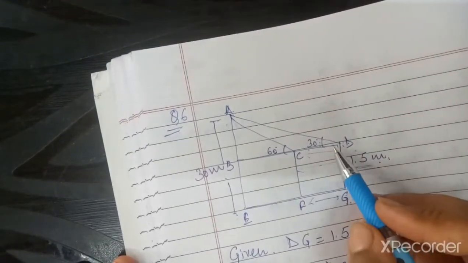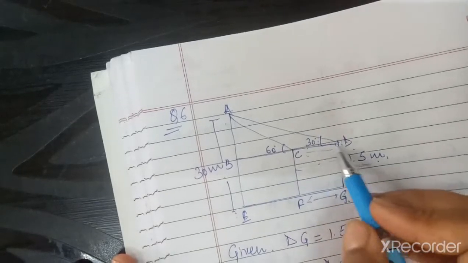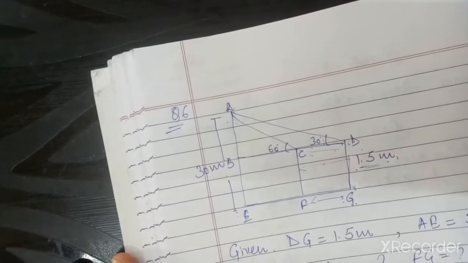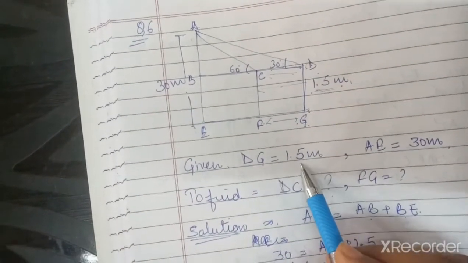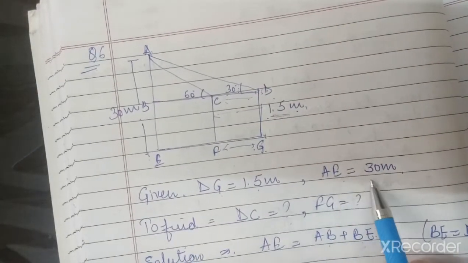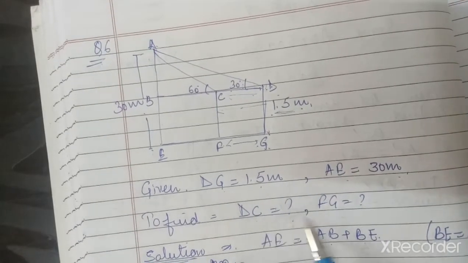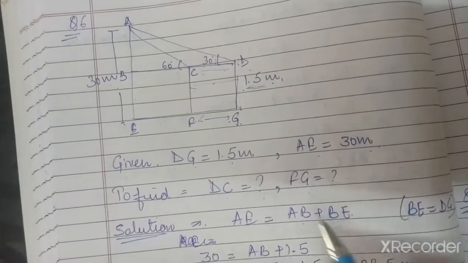Now we have to find the distance that he traveled toward the building, that is CD, or we can say FG. This one distance we have to find out. So what is given in this? The height of the boy, that is 1.5 meter, and the height of the building, that is 30 meter. We have to find either DC or FG, both of them are equal. So let me start with the question.